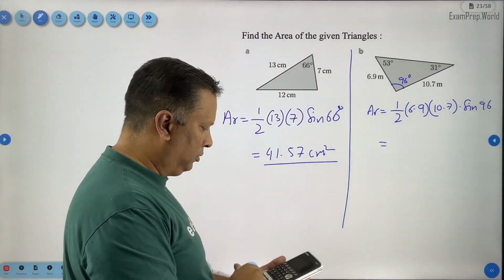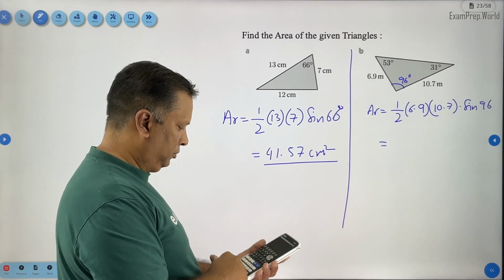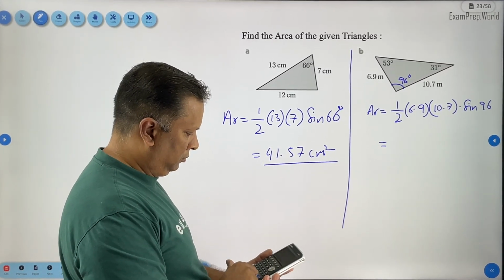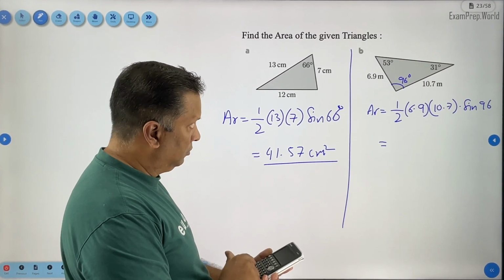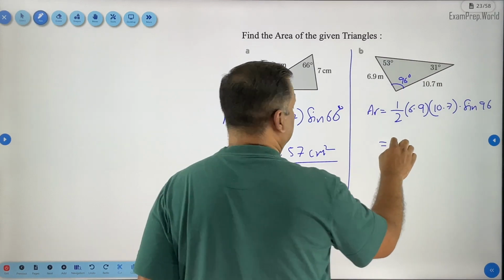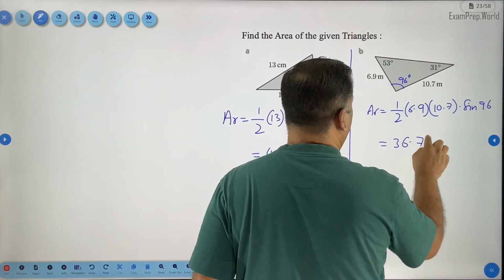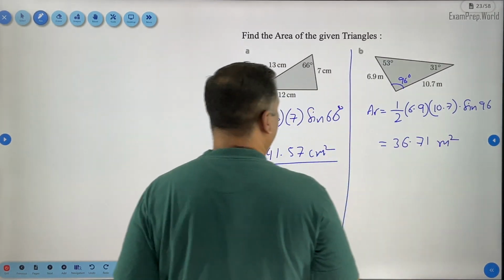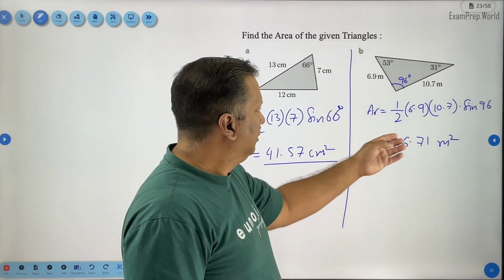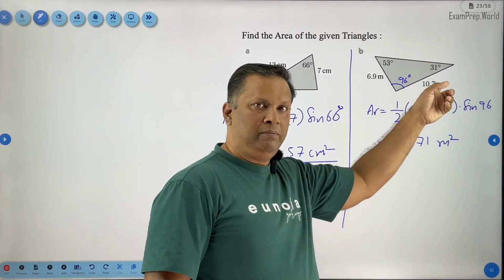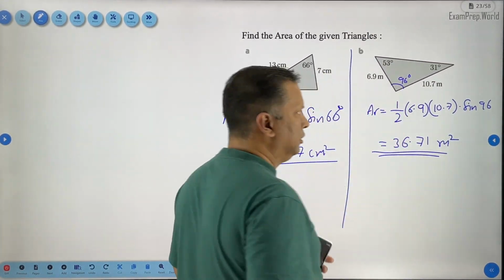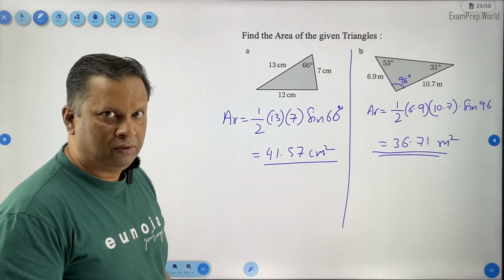Let's calculate. .71 meter square. You have to be careful about the units. Here it was centimeter, so area is centimeter square. Here the dimensions were in meters, so it should be in meter square. So that's your answer. Isn't it the easiest thing to know?